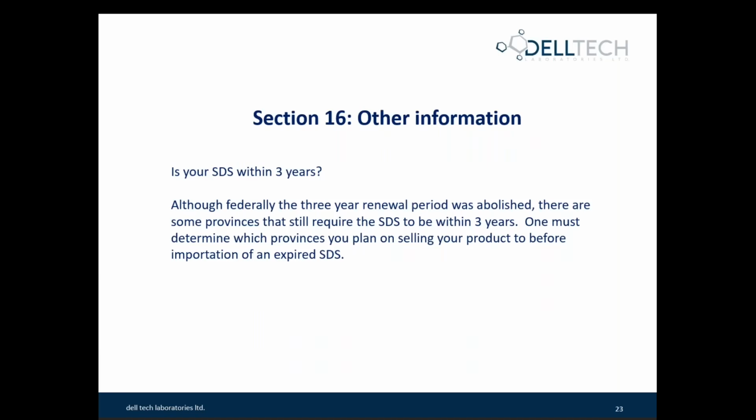And lastly, let's discuss how old is that SDS that you're using. Federally in Canada, the requirement to update your SDS every 3 years was abolished when we adopted the HPR, but that doesn't mean you don't need to update your safety data sheet. There are some provinces that actually do require updated SDSs every 3 years. When I last looked into this, the following provinces still required updates: Saskatchewan, the Yukon, Northwest Territories, Nunavut, and BC. There may actually be more now. You need to know and determine which provinces you're selling into if you plan on bringing in an SDS that is not within 3 years.